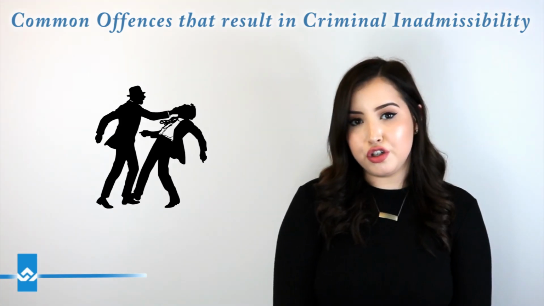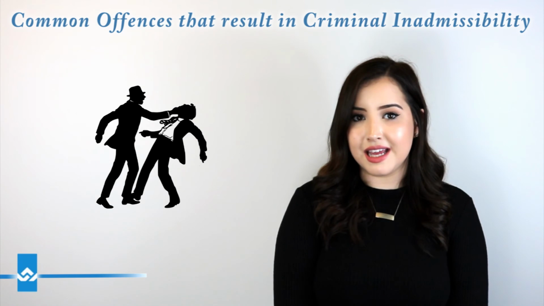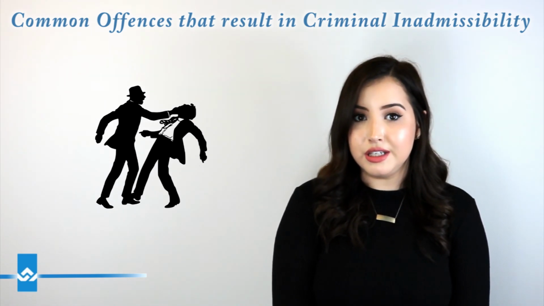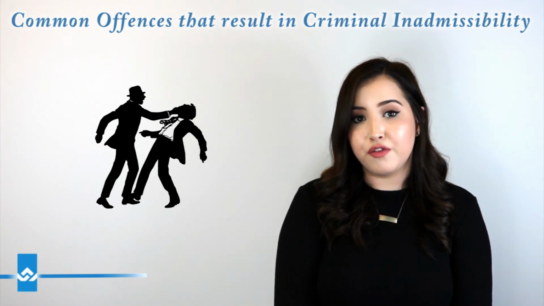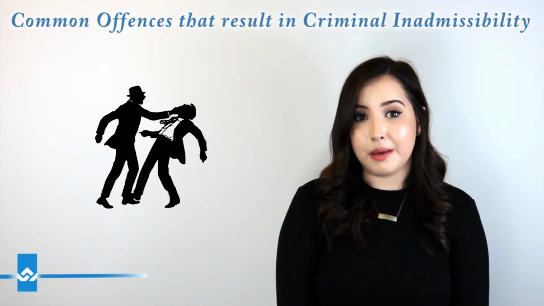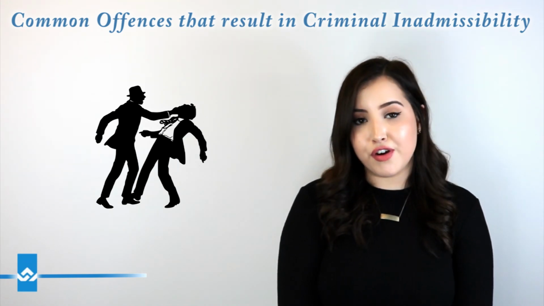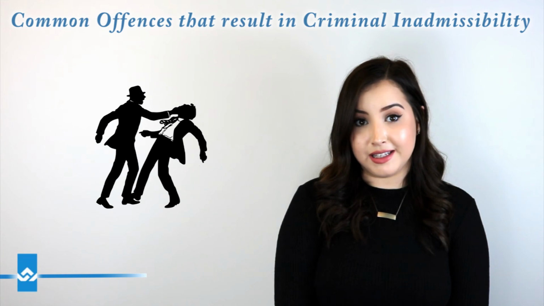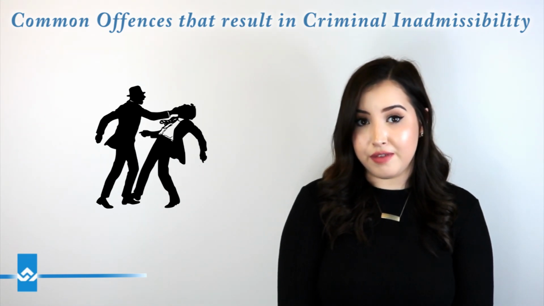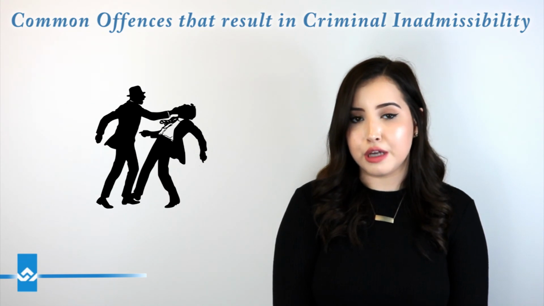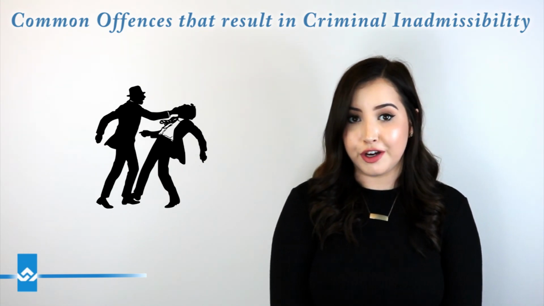Assault. Similar to the drug offenses, assault offenses can differ depending on the severity of the assault. In almost all cases, assault involves some type of physical quarrel between individuals. An example of an assault can be a bar altercation. However, an assault can also be premeditated with an intention of causing violence. Regardless of the severity of the assault, criminal inadmissibility would be issued to any foreign national that has any type of assault on their criminal record.